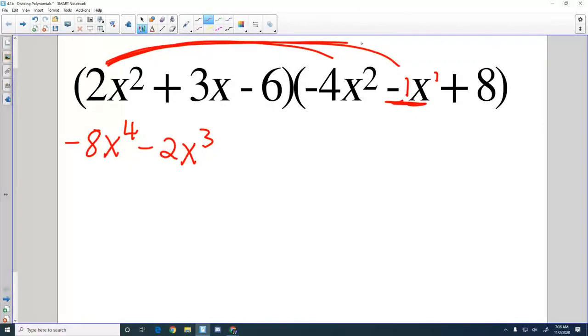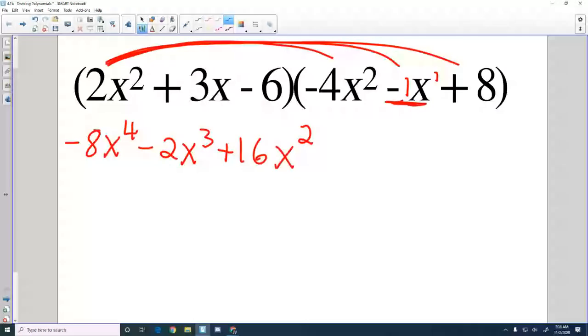And then take that 2x squared times 8. And here, there are no x's, so you just multiply those coefficients together. 2 times 8 is 16. And then the variable doesn't change. It's still just going to be an x squared. So that was distributing that first term on the left. Now let's go to the next term in that front set of parentheses.